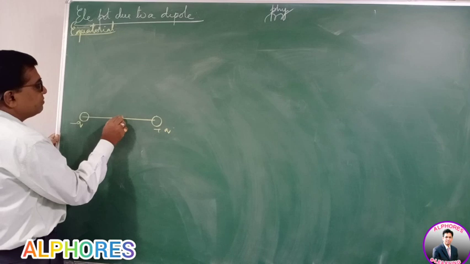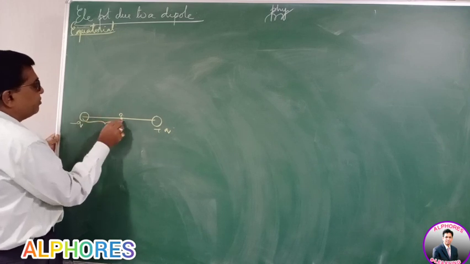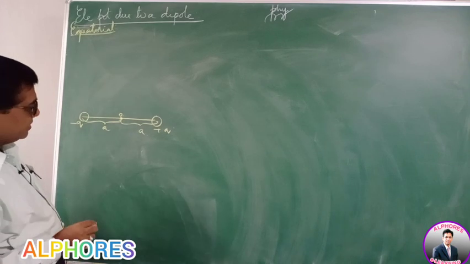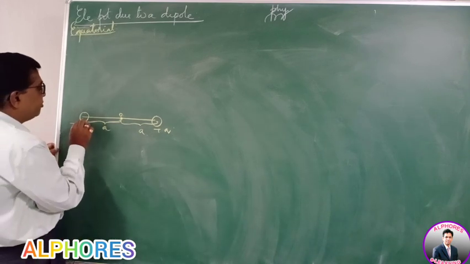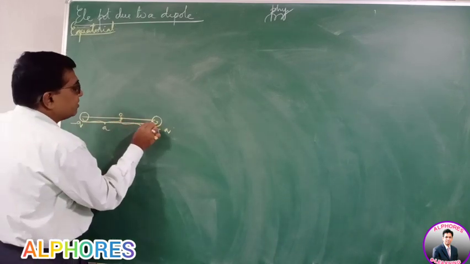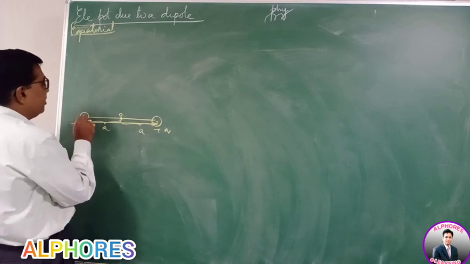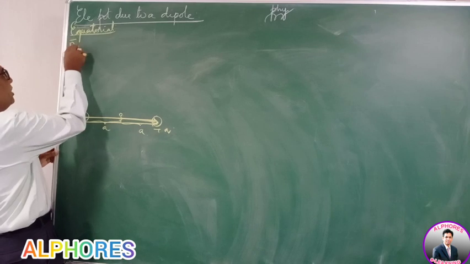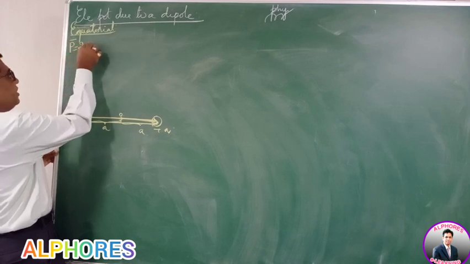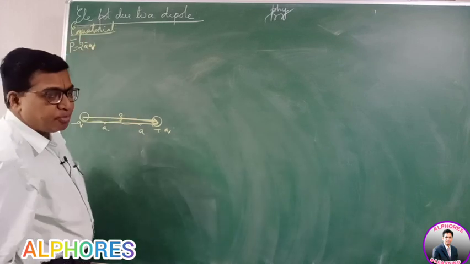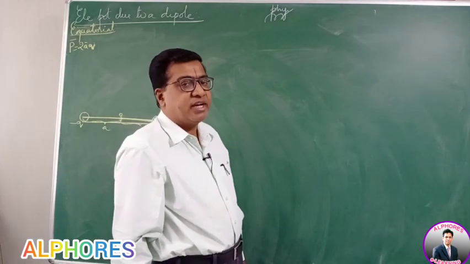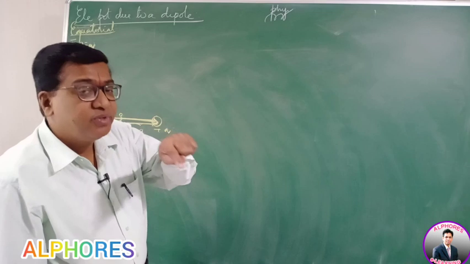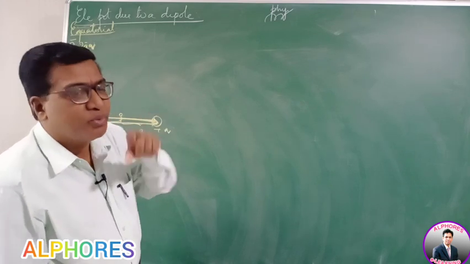The distances are all measured from point O. This is a and this is also a. These are the distances. The length of the dipole, from here to here, is 2a. The dipole moment is directed from minus to plus. We know the dipole moment p is equal to 2aq, the product of either charge and the length of the dipole. Now we have to find the electric potential on the equatorial line.